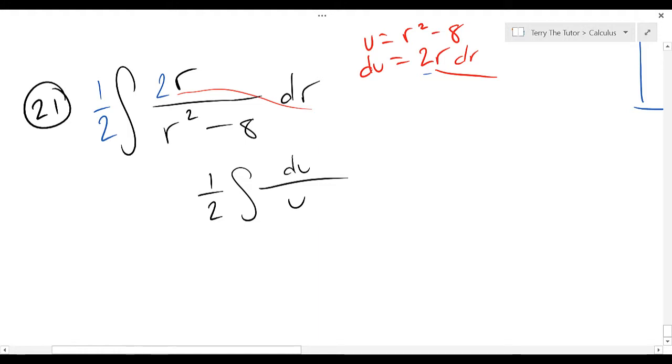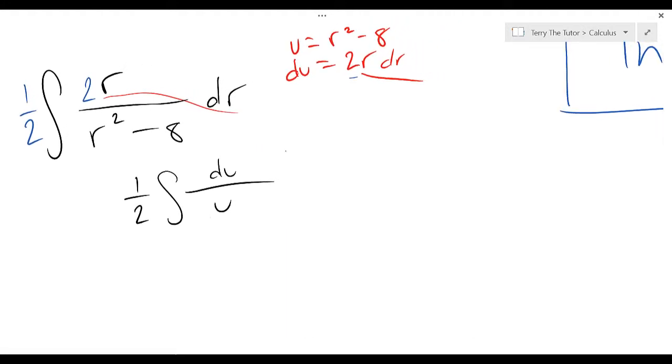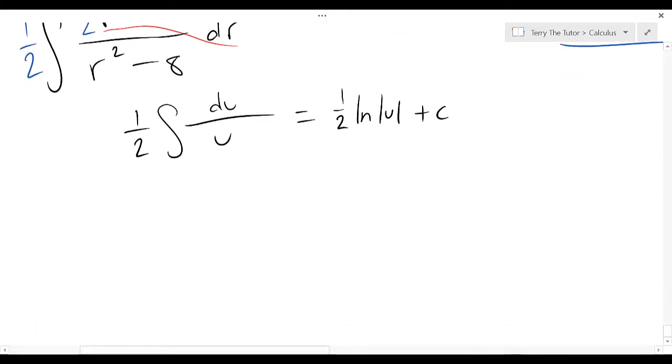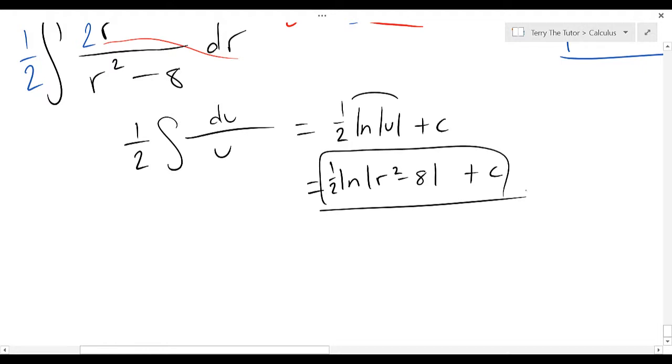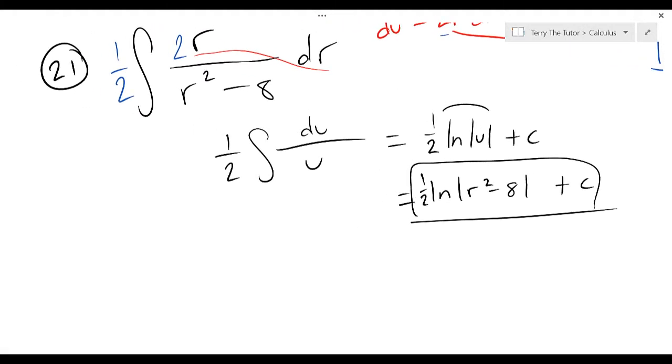Well, we know that. We have a formula for that. That is the natural log of u. So we've got 1/2 the natural log of the absolute value of u plus c. And we can bring the 1/2 up, but we're not going to. So we're going to have 1/2 the natural log of the absolute value of r squared minus 8 plus c. Awesome. Let's go on to number 22.